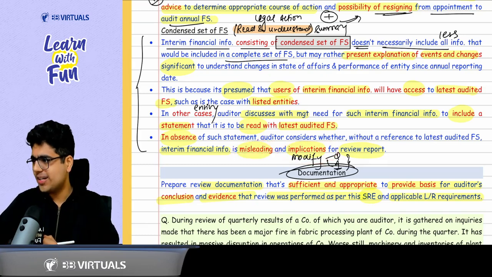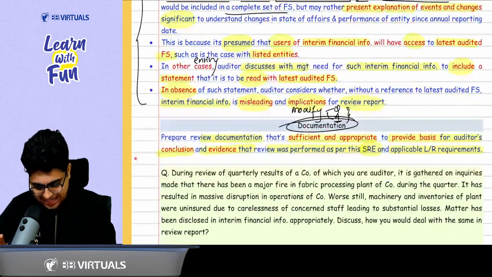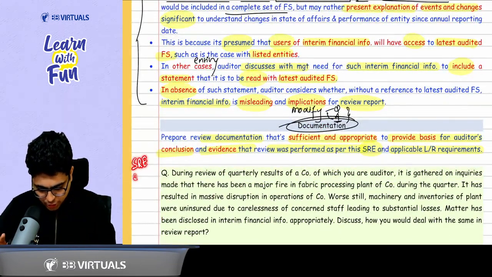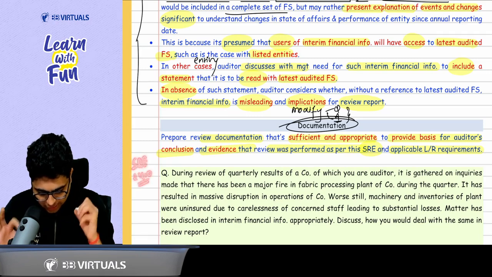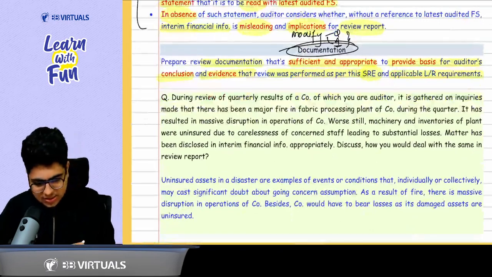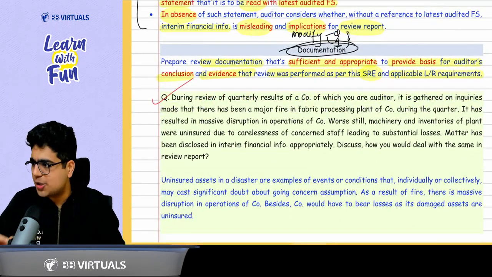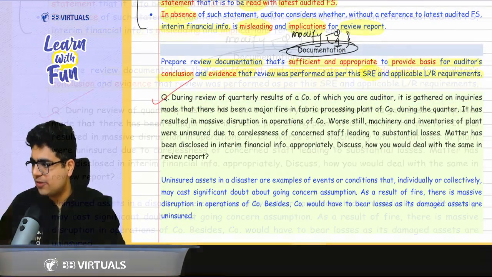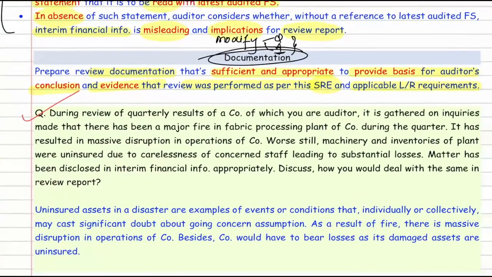That's all about SRE 2410. Clear, everyone? Clear, sir. Now let's discuss about question number 1. Take 2 minutes, read this question and tell me what will be the answer. Come on, go through this question once.